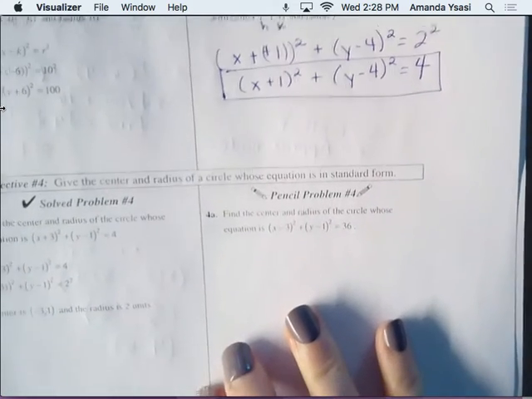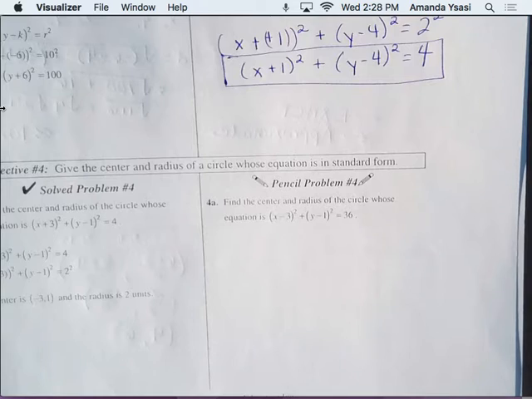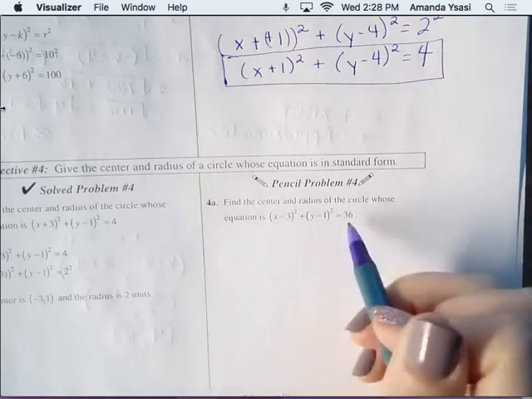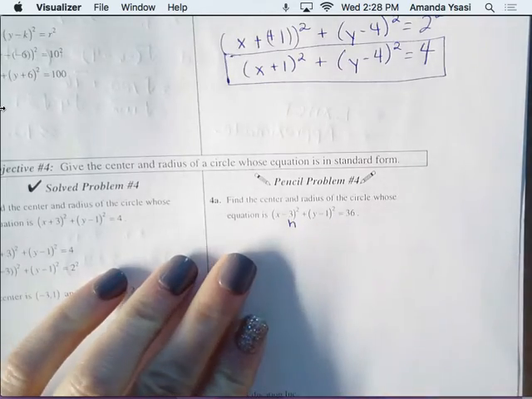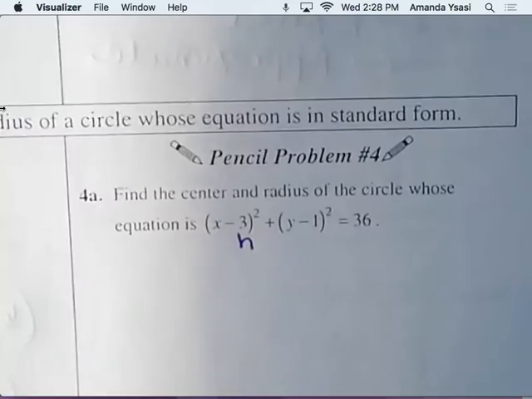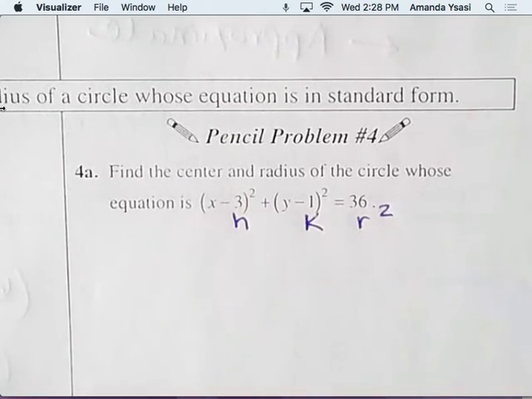The next one, we are going to give the center and radius when we're given the standard form. So our h and our k, and then this is r squared.